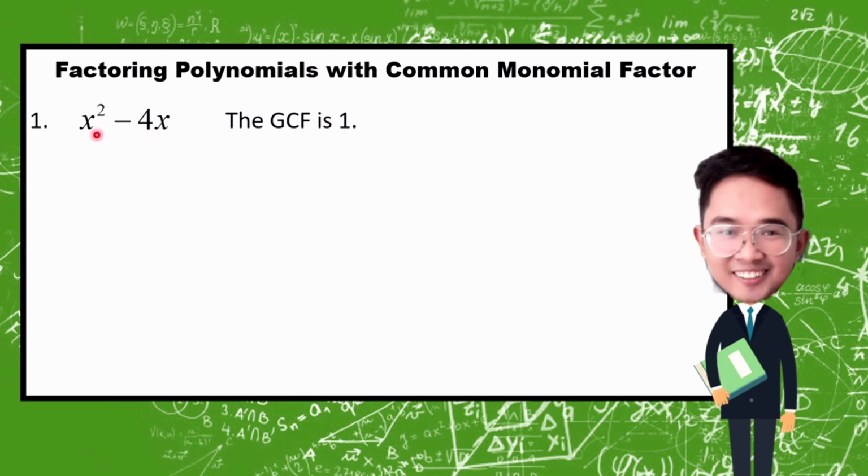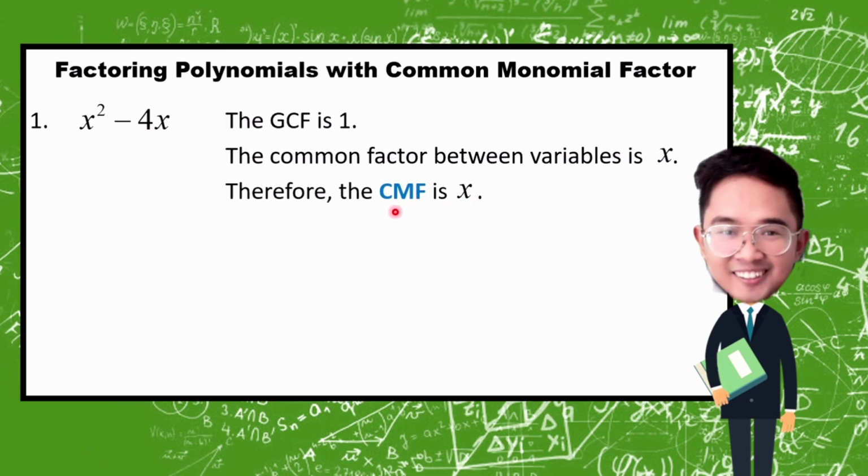How about the common factor between x squared and x? The common factor between the variables is x. And we need to multiply the GCF of the coefficients and the common factor between variables. So 1 times x is x. That is why the common monomial factor is x. Now let's have x squared minus 4x equals x, where x is the common monomial factor.